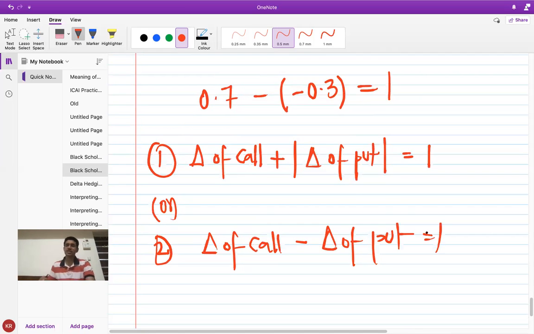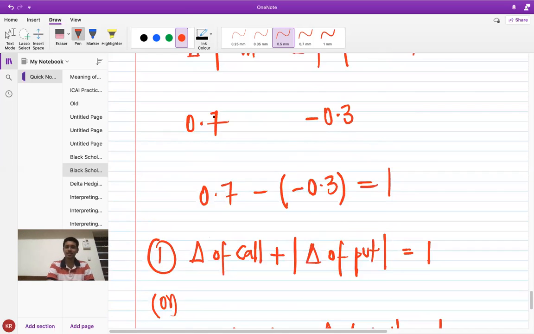You might think that I'm making absolutely rubbish statements because over here I'm writing plus and over here I'm writing minus, but please remember that over here along with plus I put something called modulus. The modulus of a negative number makes it positive. Agreed? So that is the reason I'm saying delta of call plus modulus value of delta of put is equal to 1. And in the second case, I'm saying delta of call minus delta of put is equal to 1.